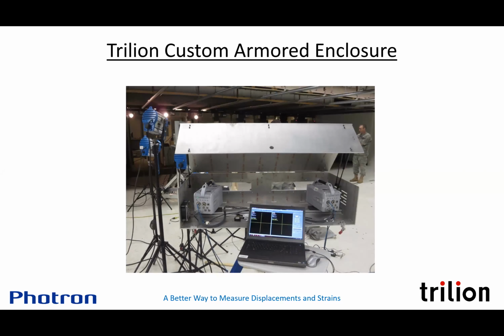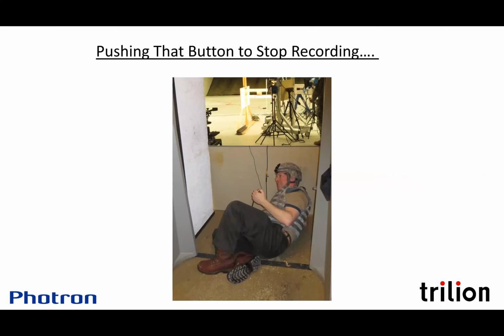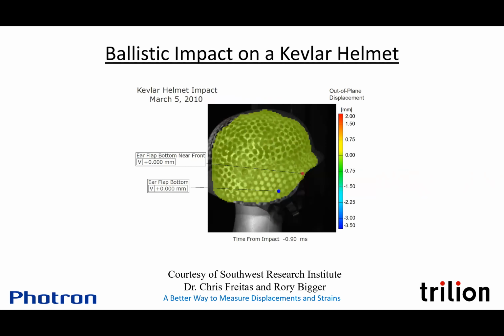What we did for the cameras here is make a custom enclosure. So we've got the Photrons in an armored enclosure with Lexan windows with some adjustability. So we at Trilion make this kind of custom supports and enclosures for Photron stereo pairs. The gunner's job was to make sure my head was below the armor panel before he fired the gun. So interesting day of ballistic testing.